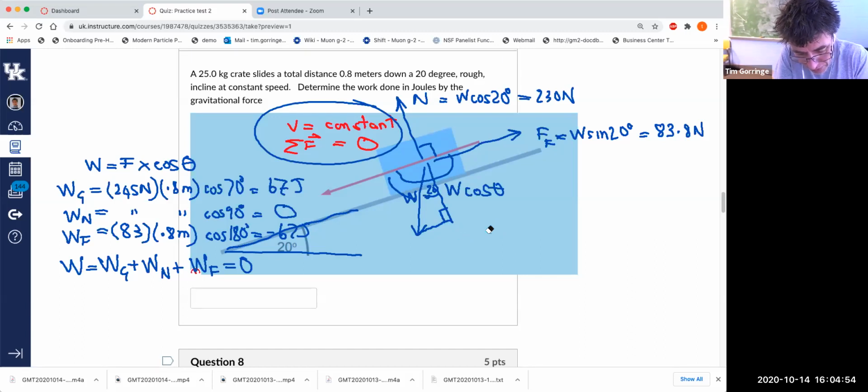The opposite side of the triangle is going to be W sine theta. And so the normal force is counteracting this one, and the friction force is counteracting this component. So the weight has two components, one parallel and one perpendicular to the incline, and the normal force and friction counteract those parallel and perpendicular components. I hope that makes sense.